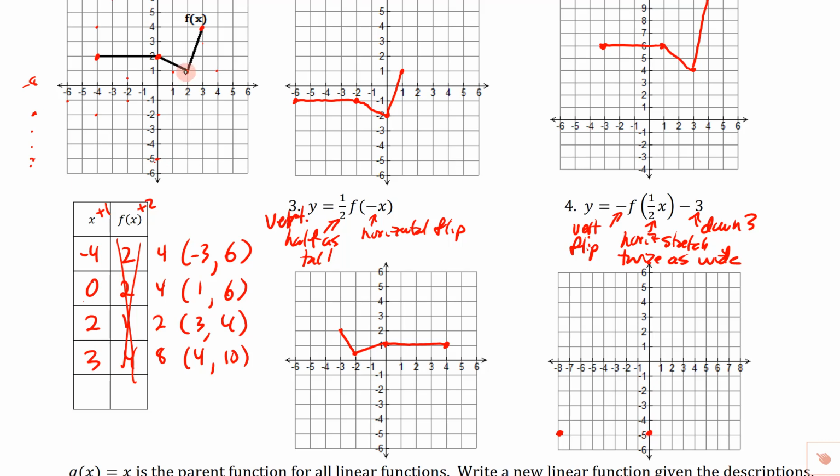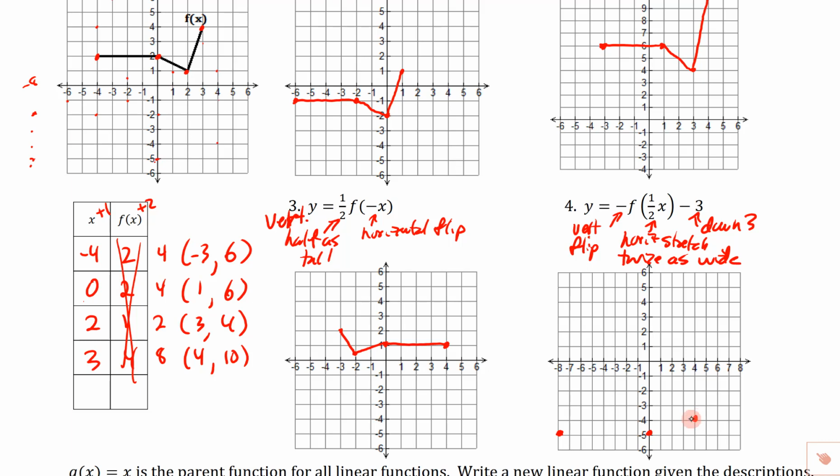Okay, let's do this one. We need to do a vertical flip. So vertical flip, it'll come down here. We need to make it twice as wide. So instead of being at 2, we're going to widen it up and we're going to be at 4. And then we need to move down 3, remember. So 1, 2, 3. So we're going to be right here. 4, -4. So let's do 4 and -4. So that's going to look like this right there.